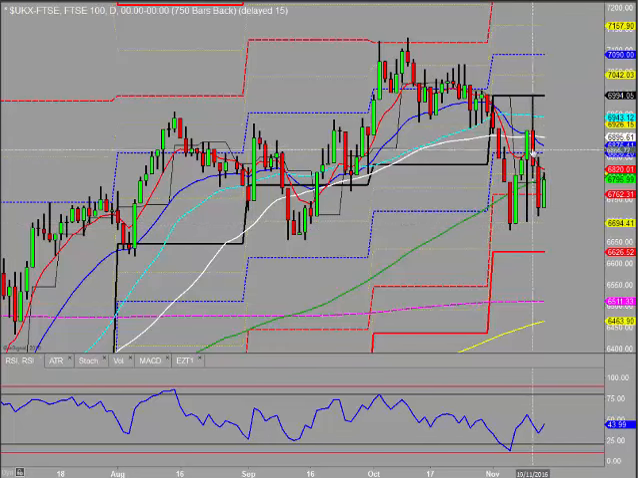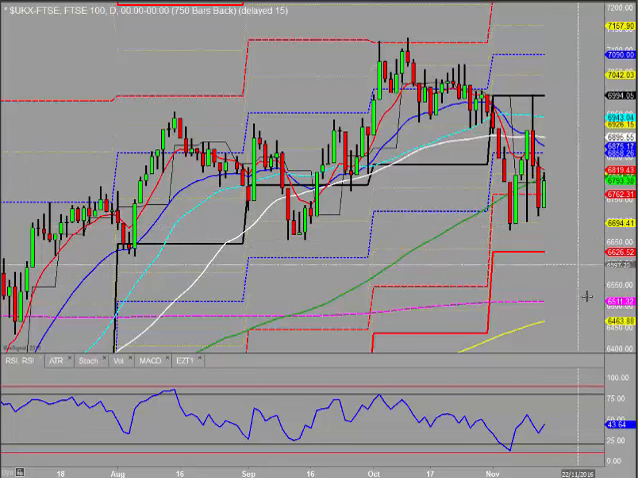Any breaks of the lows really just confirms that as a lower high, and maybe over the next few weeks we could see it moving towards the daily 200. Okay, that's pretty much it for me.